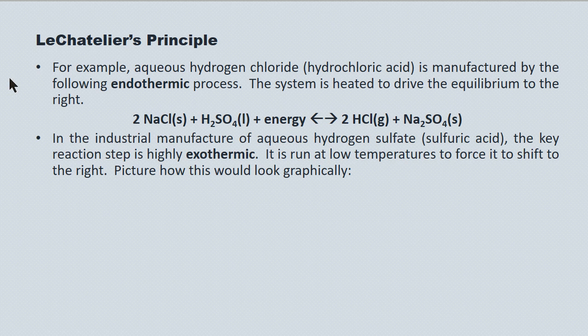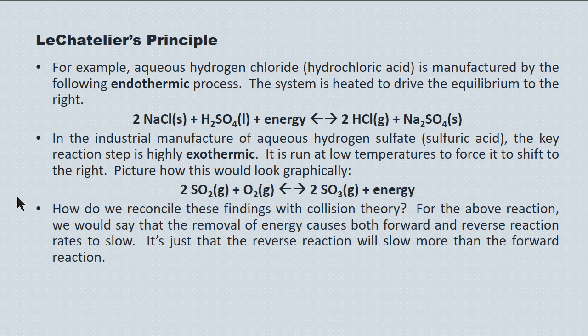On the other hand, a step in the industrial manufacture of sulfuric acid is exothermic in nature, and it's run at low temperature to again force the system to shift to the right to favor product production. So here's an exothermic system. By cooling it, we're removing a product. We're causing the system to shift equilibrium to the right to favor manufacture of the products.